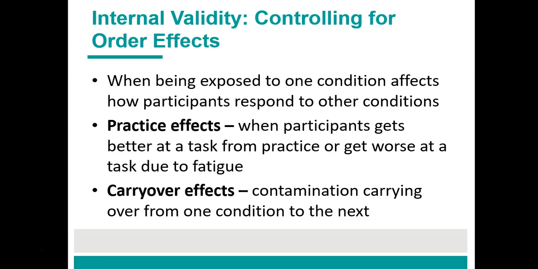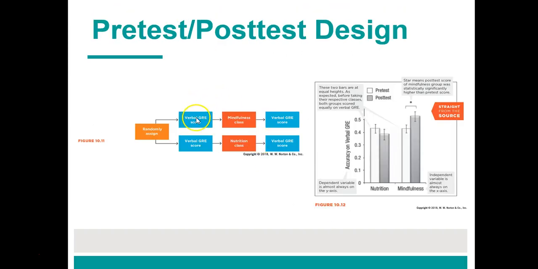Problems with within subjects designs is that you can see what we call practice effects, that a participant gets better at a task from practice. So when you do the GRE first, before the mindfulness class, and then after, well, some people will do better the second time because they've seen the test before. They've learned a little bit about the test. They've practiced it. And so even if the mindfulness class is not helpful, you will probably see an increase in verbal GRE scores just due to practice.